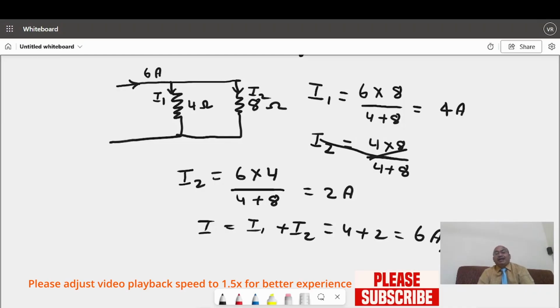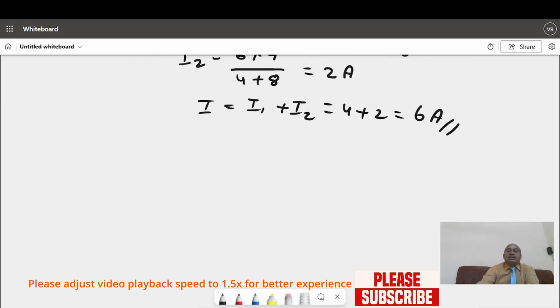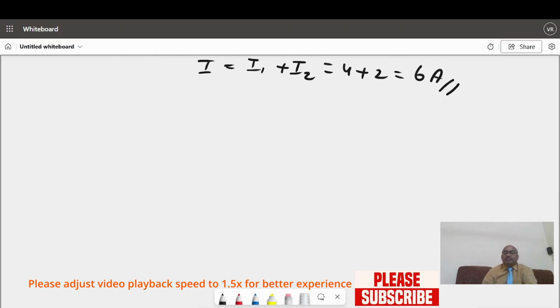So here low resistance offers high current, high resistance offers low current. 4 ohms is low compared to 8 ohms, so I1 is equal to 4 amperes. I2 has the high resistance of 8 ohms compared to 4 ohms, so you will get 2 amperes. Like that you have to calculate. This is called the current division method. For simplification, two resistances are always better for this current divider rule.